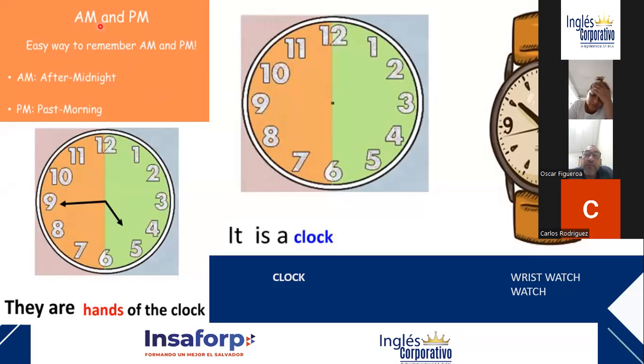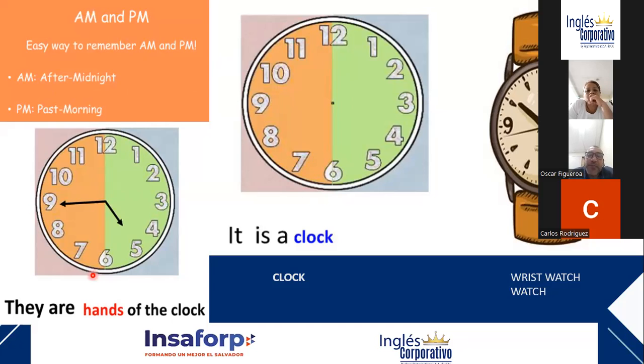So, sí, gracias. All right, so, in case, en algún caso que usted no sabía qué significa AM y PM, en inglés significa after midnight, significa AM, and PM significa past morning. So that's esos son los significados de AM y PM. So, here we have las diferencias.